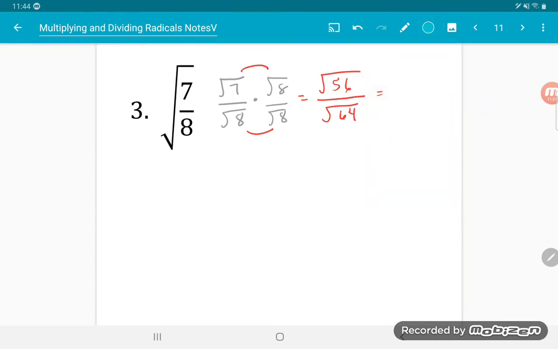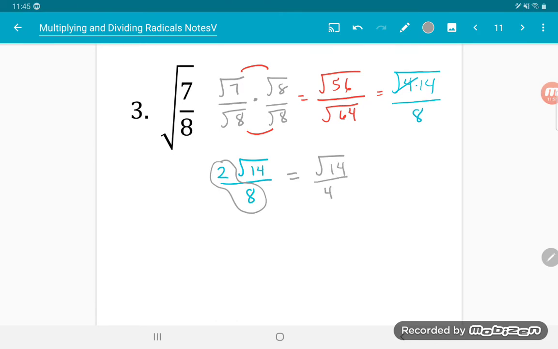In the top, I need two numbers that multiply to give me that 56, one of them being a perfect square, so we're going to use 4 and 14. Square root of 64 is 8. In the next step, I'm going to take the square root of 4. So that's 2 square root of 14 over 8. That's not my final answer because you should notice 2 and 8 have to be simplified. So the final answer to example 3 is square root of 14 over 4.